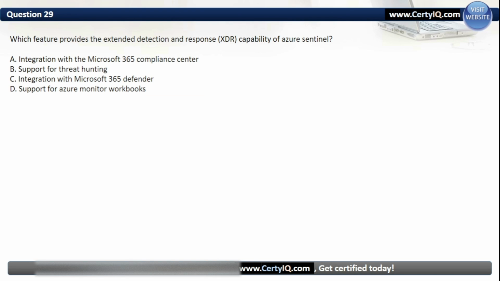Question 29. Which feature provides the extended detection and response capability of Azure Sentinel? Our options are A. Integration with the Microsoft 365 Compliance Center. B. Support for threat hunting. C. Integration with Microsoft 365 Defender. Or D. Support for Azure Monitor workbooks. The correct option is C. Integration with Microsoft 365 Defender.